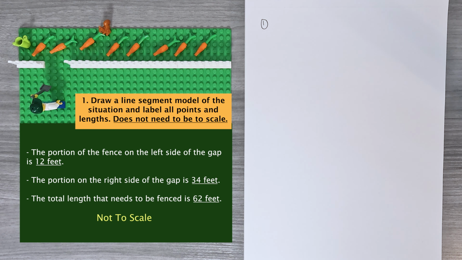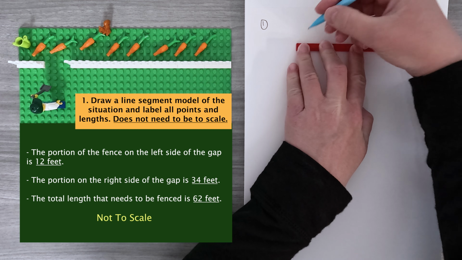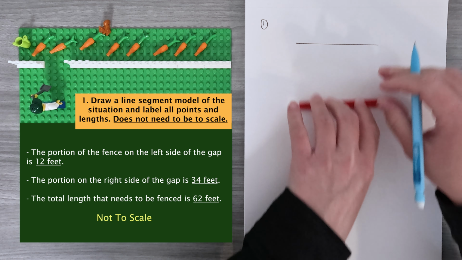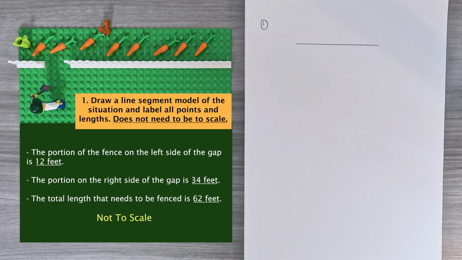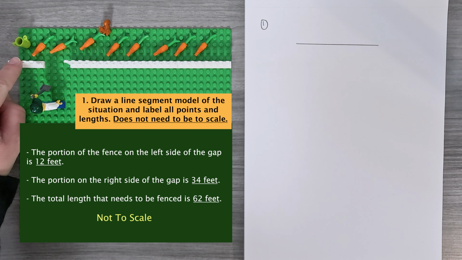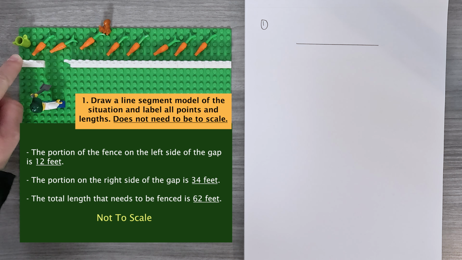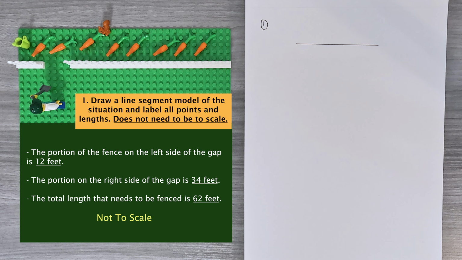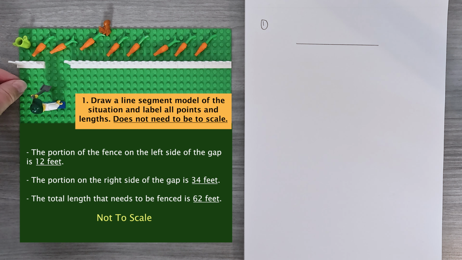I'm just going to draw a straight path to start with. When I look at this situation, it looks like we kind of have 3 separate line segments that are connected. So the fence here is kind of like one line segment, the gap is another, and then this remaining portion of the fence is a third. I'm going to add some points to separate those into the model here. I'm going to start by using a point labeled P, but you could choose any letter that you would like. So we'll start off with this.